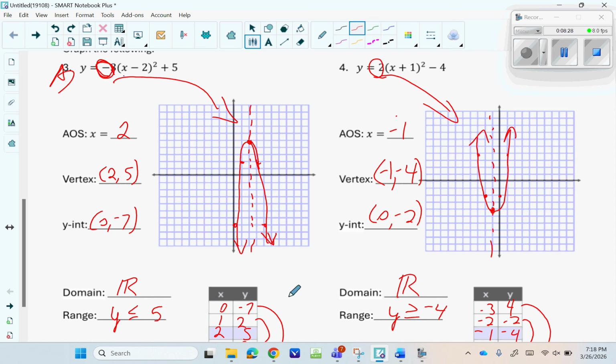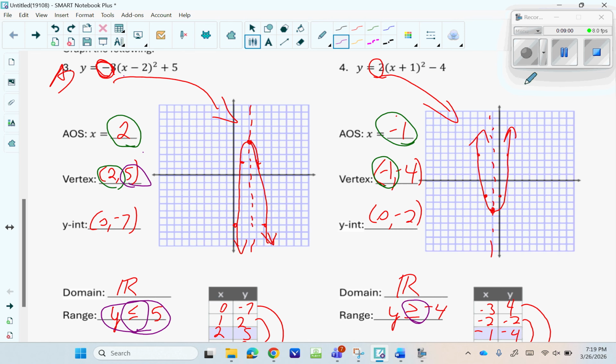And the range, notice, okay, so first of all, the axis of symmetry will always match the x part of the vertex. And then your range is always going to be either greater than or equal to or less than or equal to the y part of your vertex. So if it's going down, it's going to be less than or equal to. If it's going up, it's going to be greater than or equal to.